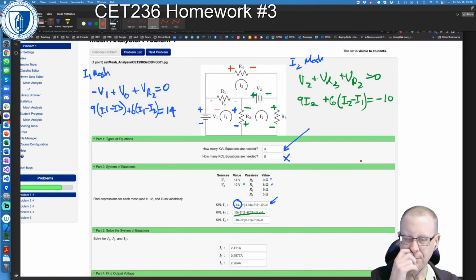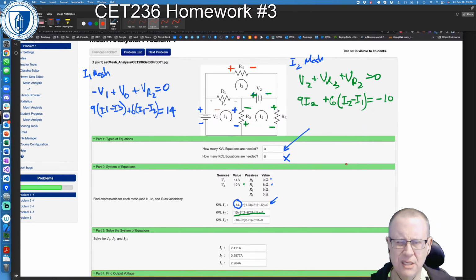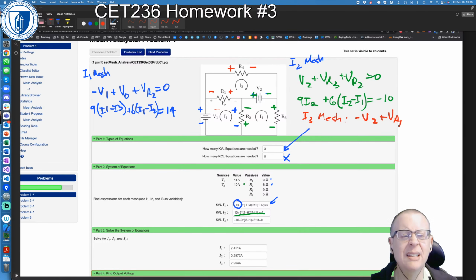So is that the right way to do it? Let's not. I'm going to define VR. I'm going to use VR1, right? So where can I draw it? Let's do it here. I3 mesh. We have minus V2 plus VR1, which is different from V out, plus VR4 equals 0.